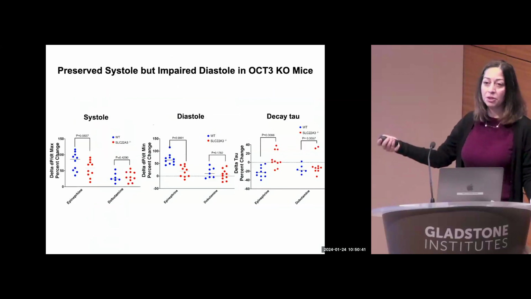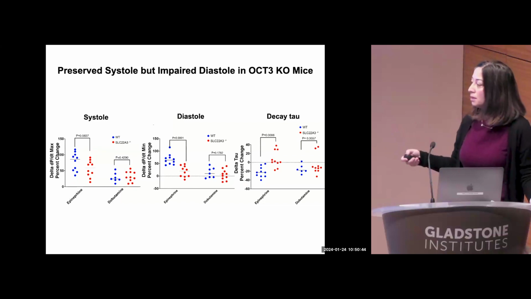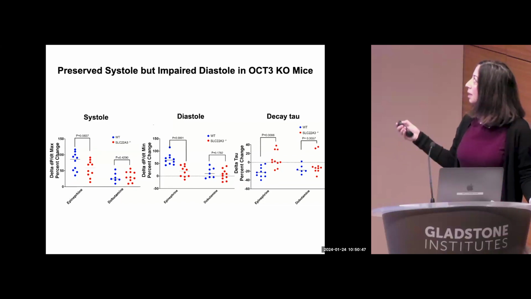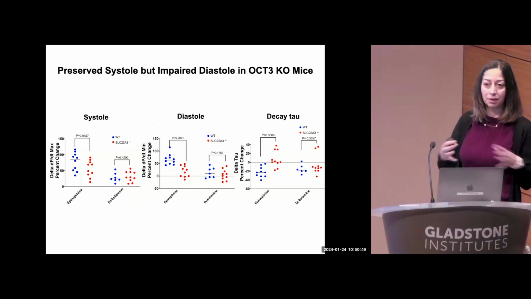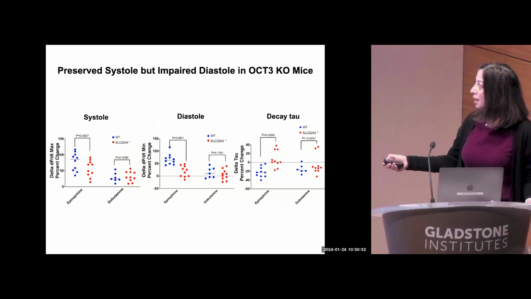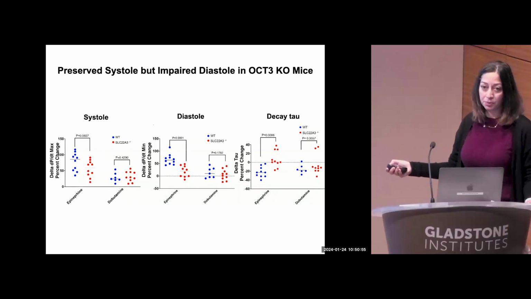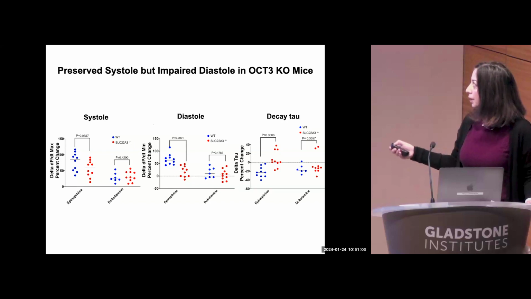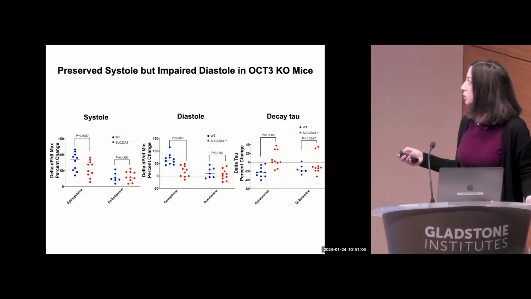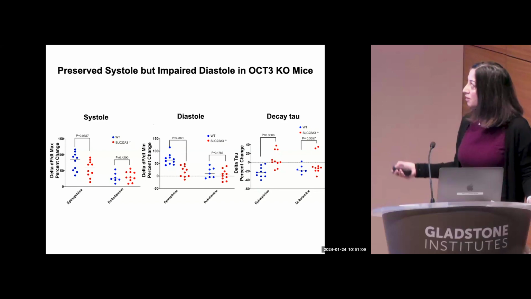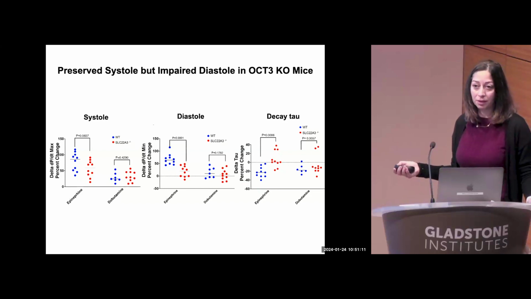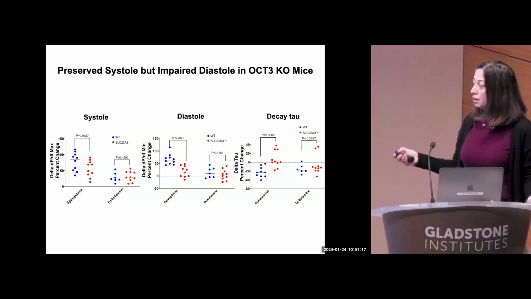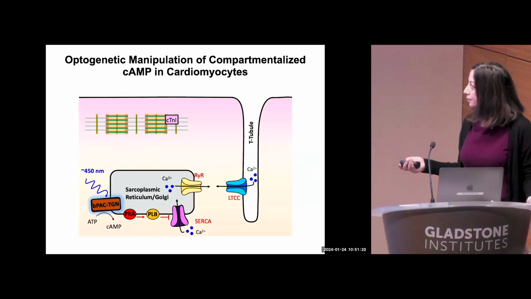So you can actually measure different contractility responses, both the contraction and relaxation, and the decay tau, the time it takes for the left ventricle to relax over time. What we found is that while the contraction is preserved in OCT3 knockout mice, the relaxation is substantially delayed when you look at the diastole or decay tau responses. This phenotype really recapitulates what we see in one of the most prominent forms of heart failure, diastolic dysfunction, where the contraction is preserved and the relaxation is delayed.